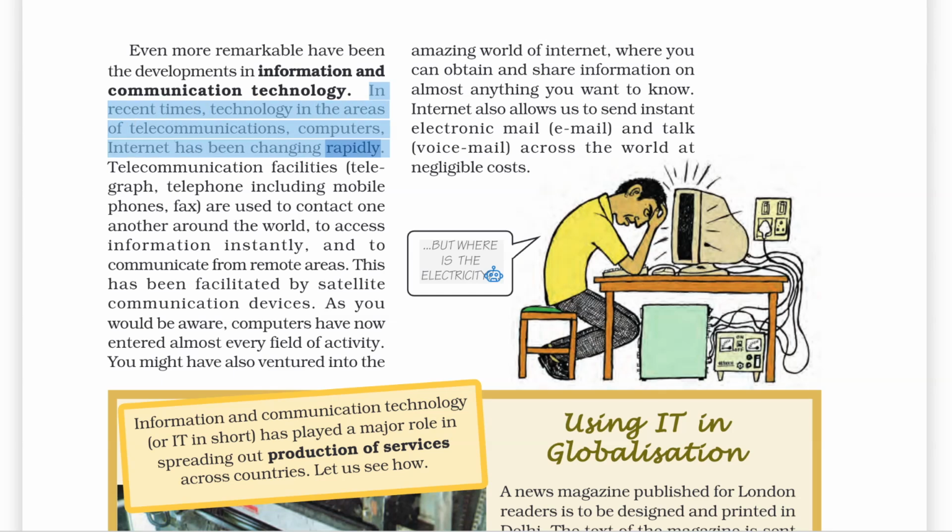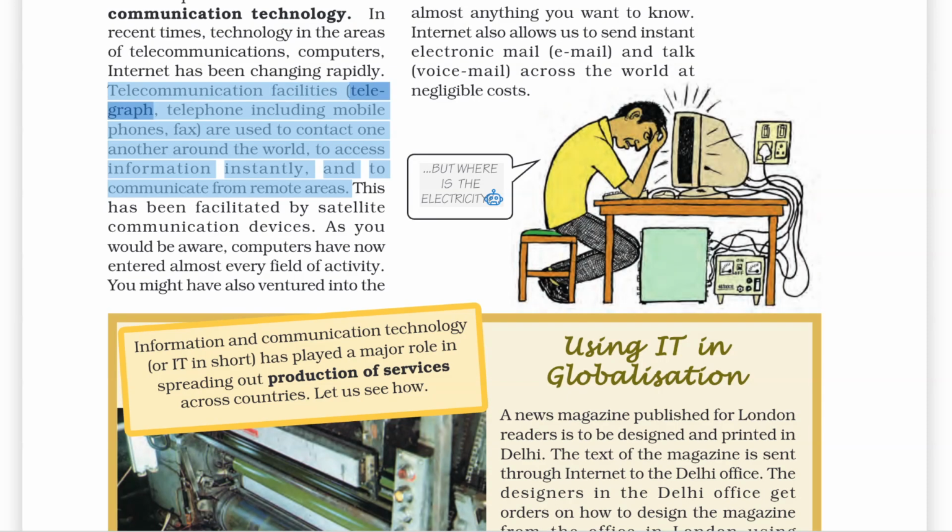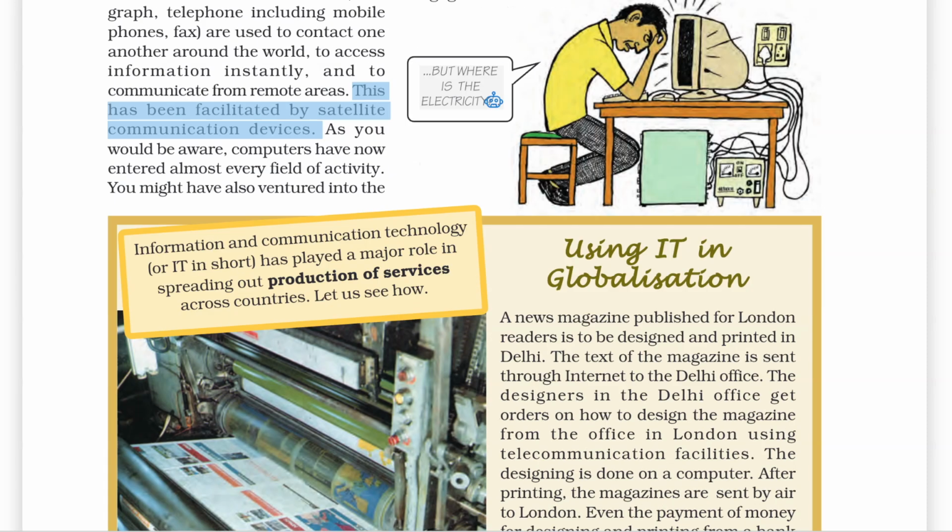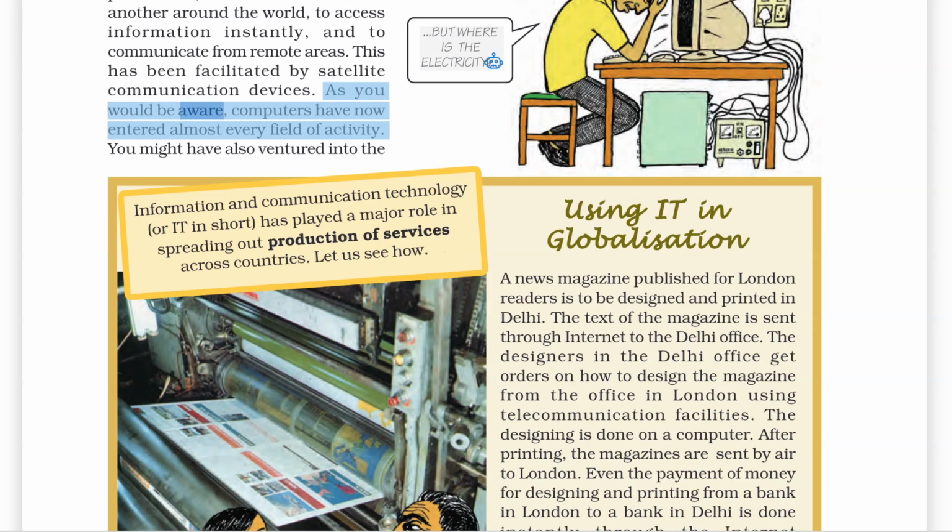has been changing rapidly. Telecommunication facilities, telegraph, telephone including mobile phones, fax, are used to contact one another around the world to access information instantly and to communicate from remote areas. This has been facilitated by satellite communication devices. As you would be aware, computers have now entered almost every field of activity.